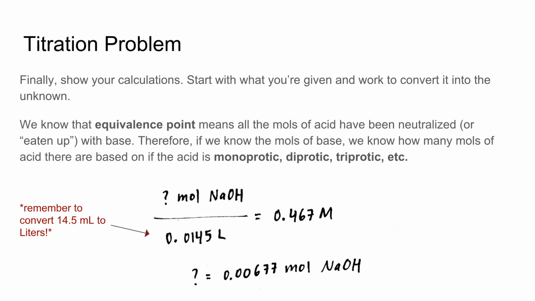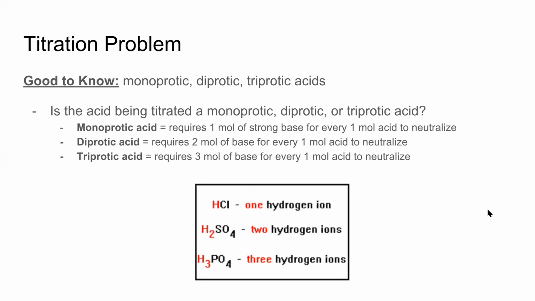We know that the equivalence point means that all the moles of acid have been neutralized, or eaten up, by base. Therefore, if we know the moles of base, we also know how many moles of acid there are, based on whether the acid is monoprotic, diprotic, triprotic, etc. It's like 1, 2, 3 acids. And note that equivalence point is the same thing as end point. It's just when all the acid has been neutralized by base.